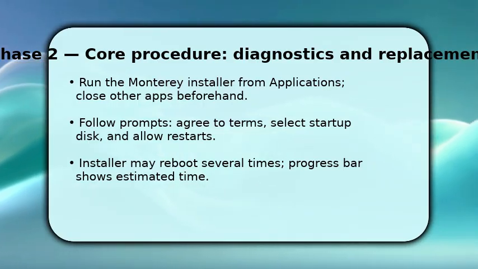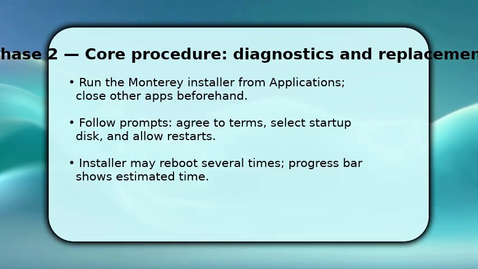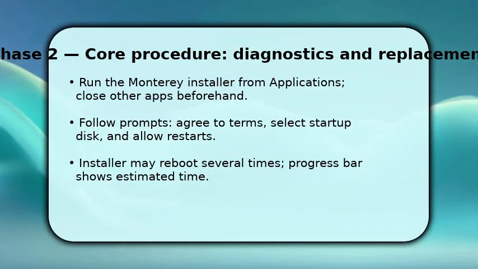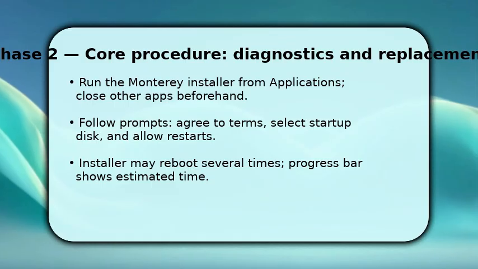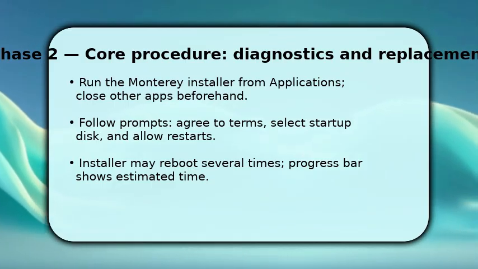During installation, your Mac will reboot one or more times. Let it run without forcing shutdown. If firmware updates are required, the process will include them automatically. That's why keeping the power adapter connected is important to avoid failed updates.